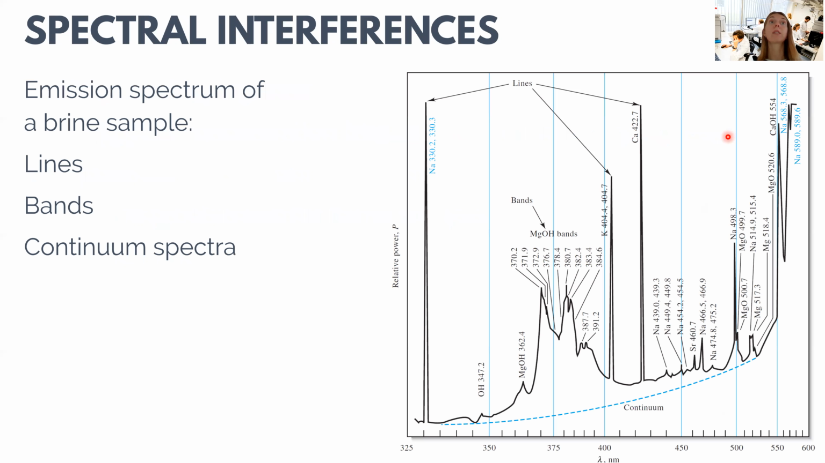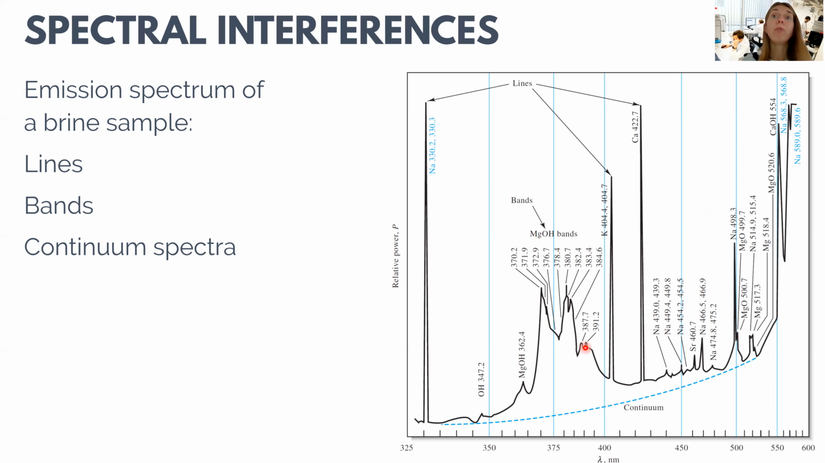So let's see that on the example of a brine sample. And here we can see in the brine sample very nice lines. So for example, here for sodium at 330 nanometers, or for calcium at 422.7 nanometers, or for potassium here. But we also see bands. For example, this is now a band for a molecular species, magnesium hydroxide complex. So this is not an atom, it's rather a molecular species. And we also see that it's forming a very broad peak here.